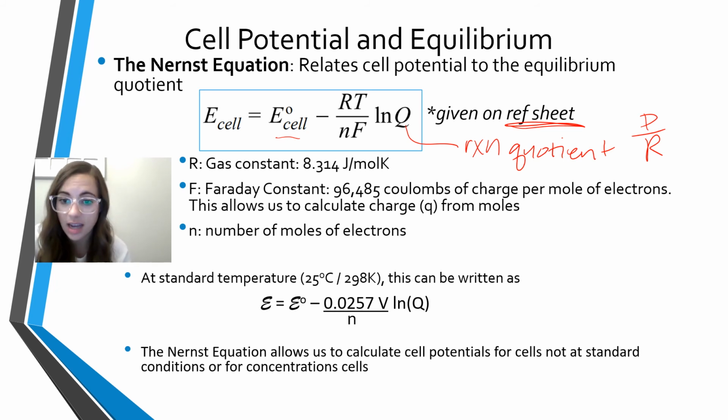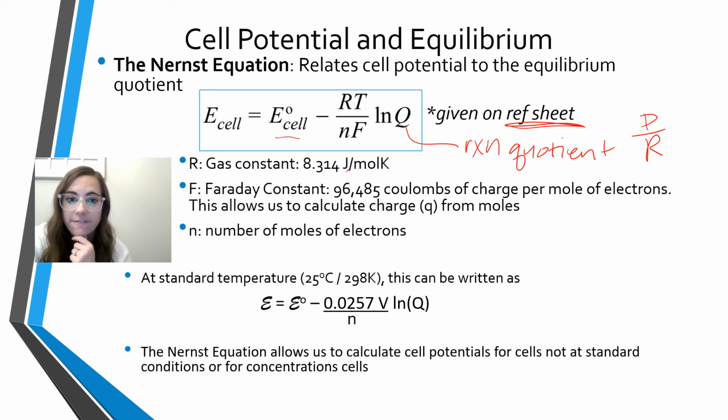A lot of times for these, we're only going to have one product and one reactant, but you do have to make sure you balance your equations because you could have a coefficient. R is the gas constant. We're dealing with energy here, so it's the one with joules, 8.314 joules per mole Kelvin.